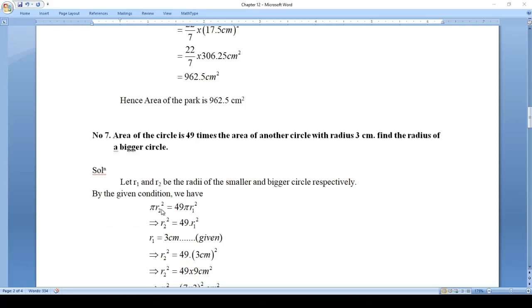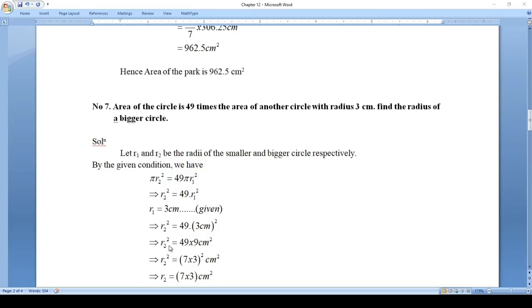Okay, cancelling pi from both sides, left and right, r2 square is equal to 49 times r1 square. Okay, now substitute the value of r1 to be 3 cm, r2 square will be 49 multiply 3 cm square. Now 3 square is 9 cm square, r2 square will be 49 multiply 9 cm square.